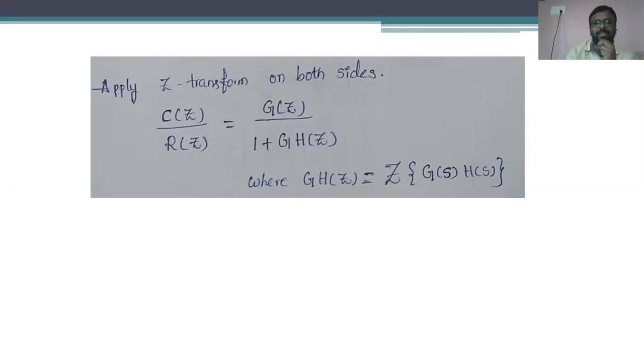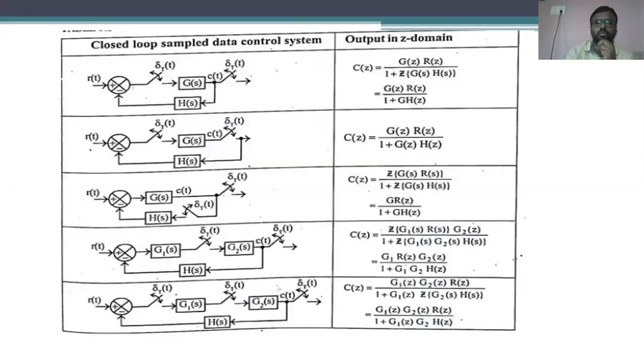Not only a single closed loop system, there are different types of closed loop systems. These are the different types of closed loop data control systems, and the second column is going to represent the output, which is expressed in the Z domain. That is the pulse transfer function, which is represented in the Z domain.